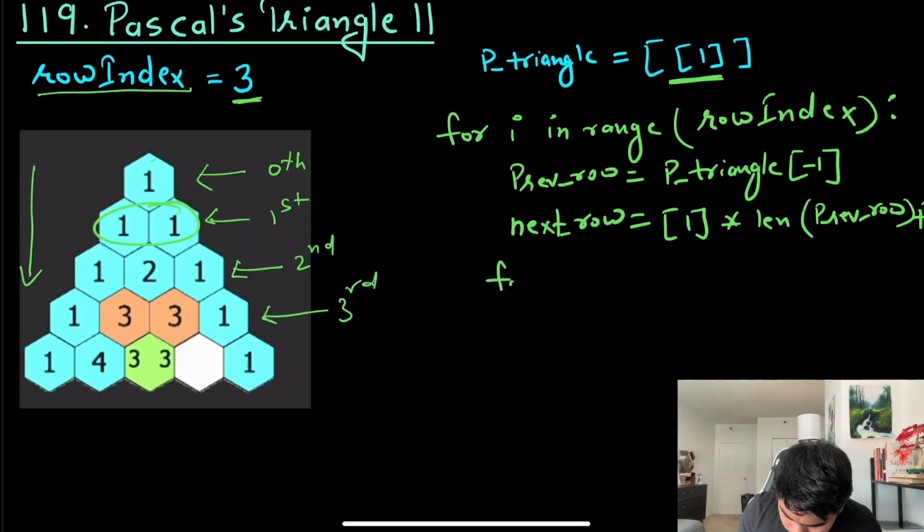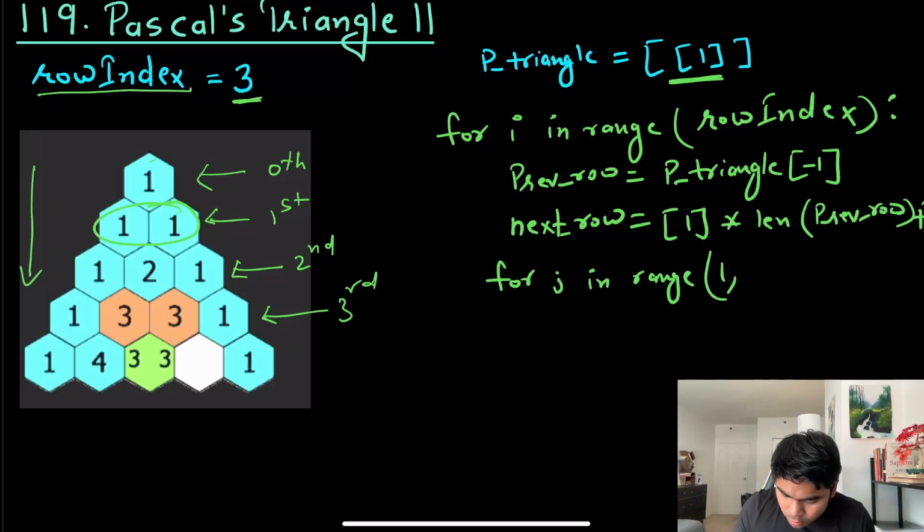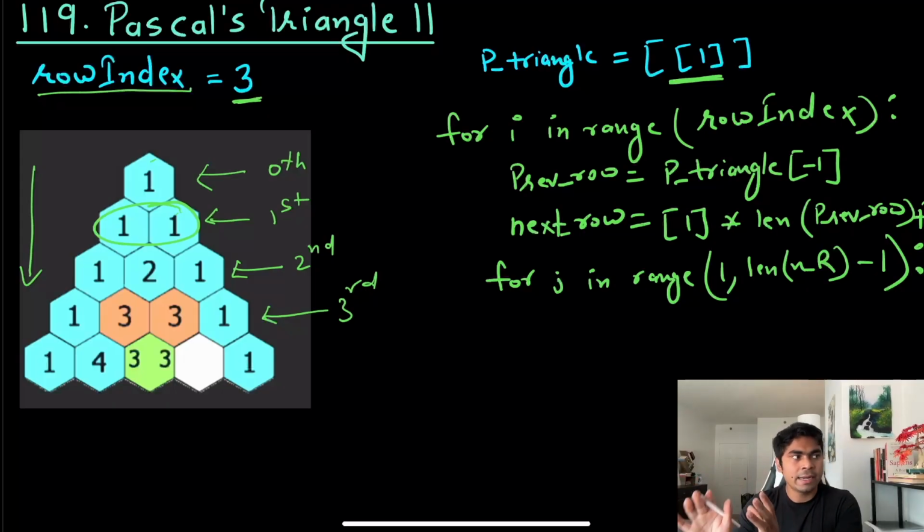Now we'll have our for loop. So for j in range, I'm going to start with 1 here, and then I'm going to go up to the length of next row minus 1, because I don't want to go to the last index, as I want to keep that index as 1. So this is what I'm talking about.